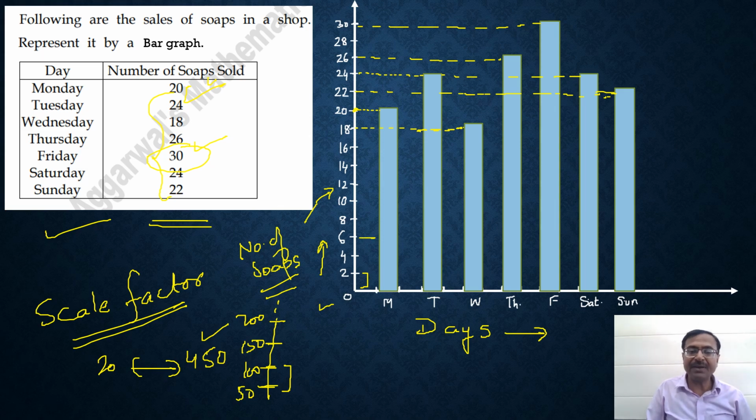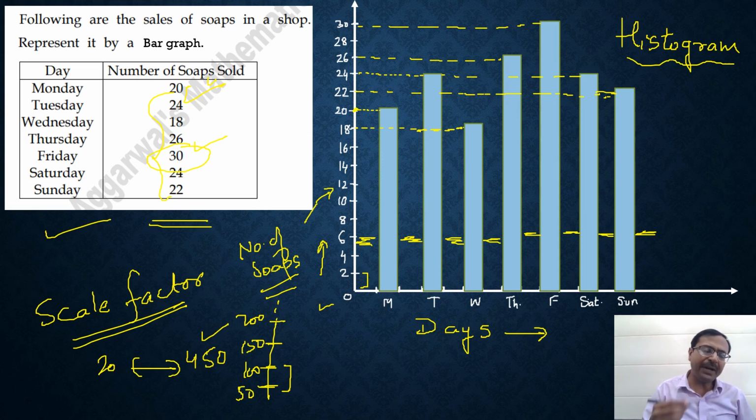Just like I've left this space, this space, this space, this space. There are spaces between the rectangles. But if you don't leave the space, then it becomes what you call a histogram. And that's the difference between drawing a histogram and a bar graph. Okay, how do you interpret the bar graph?